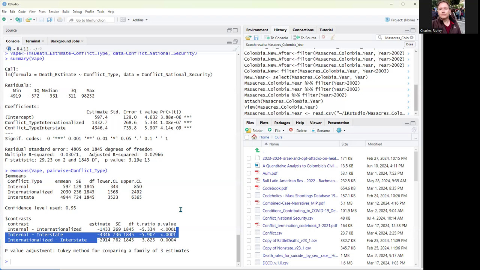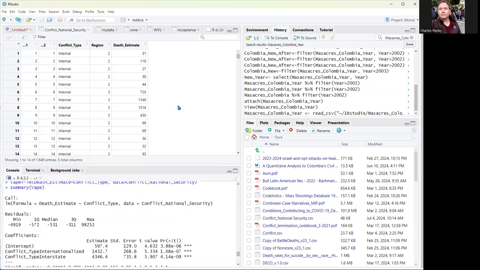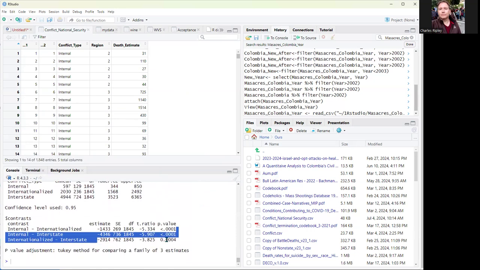I know it's kind of difficult, but the goal here is to understand what big data is. This is what big data is. You've got one independent variable, conflict type, then three attributes of it: internal, internationalized, and interstate. And then you have the death estimate, which is the dependent variable, the result. And after running it, statistically speaking, this is not a statistics class necessarily, you see a statistical significance between the death estimate and the conflict type.